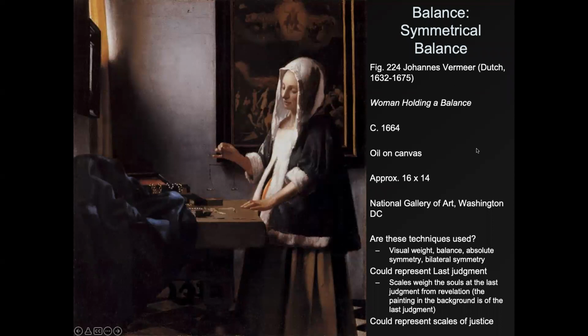So balance. There's a few different ways that artists can use balance. In this one, this is Vermeer, who's a Dutch painter from the 17th century, and it's his Woman Holding a Balance. And in it, even though we have a literal woman holding a balance, we can see it right here. And this balance would be used to weigh like jewelry or something like that, hence the jewelry in the picture.